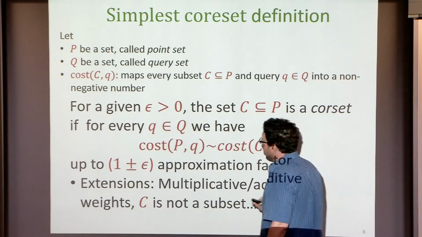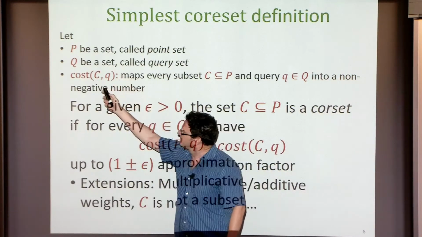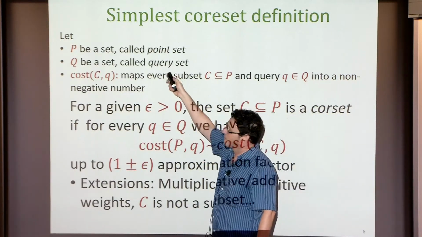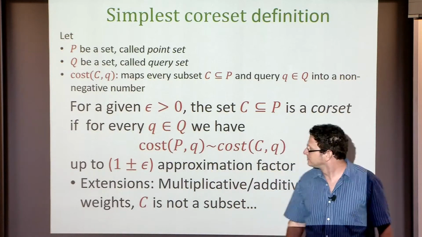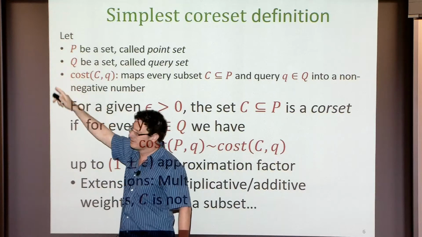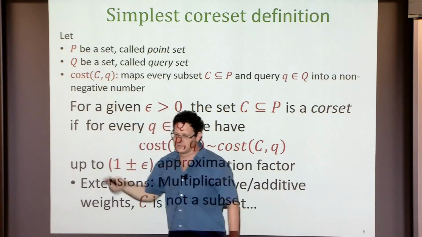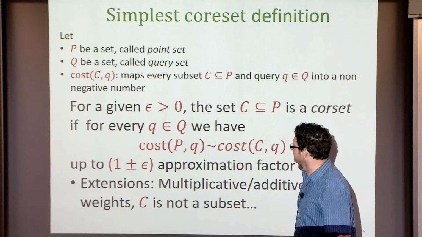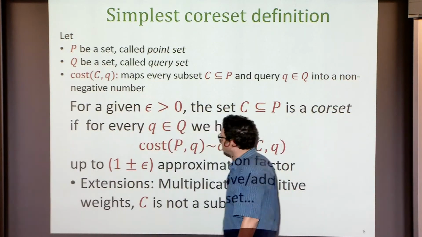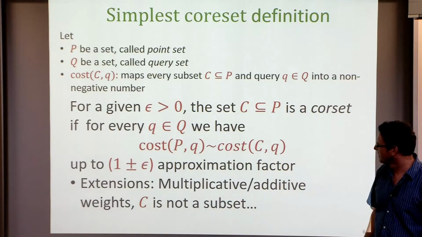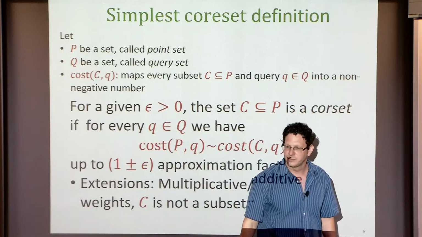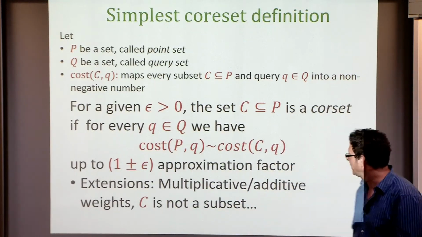The simplest definition is probably this. So you have some input set, points, lines, whatever. This is P. And you have a set of queries or hypotheses or models. Usually P is finite, of size n, and this is infinite. And we have some cost function, sum of distances, sum of squared distances, for every subset of P to the query Q, which is non-negative. And now we say that we have epsilon, a small number between 0 and 1, something like a constant, not 1 over n.